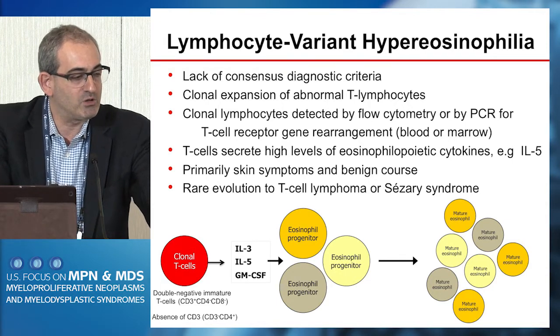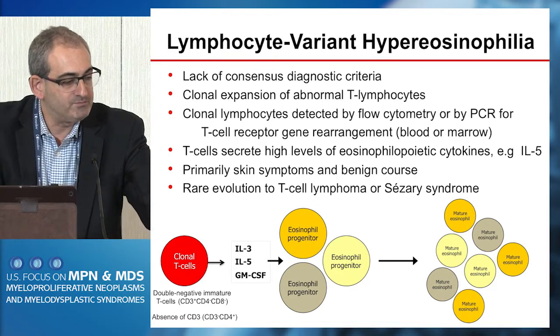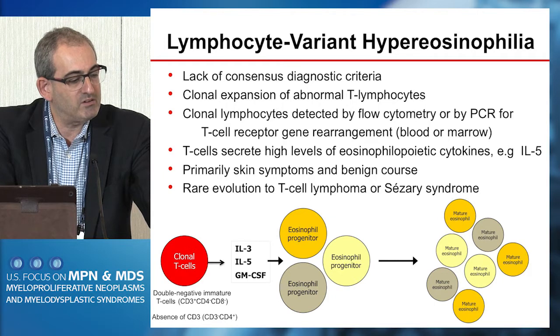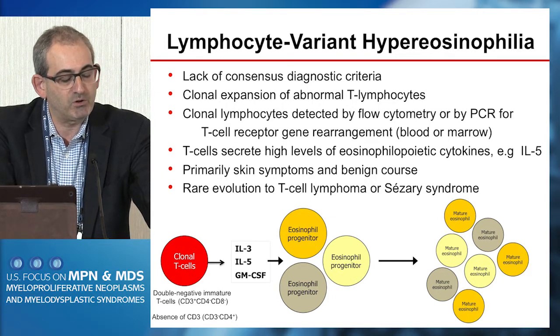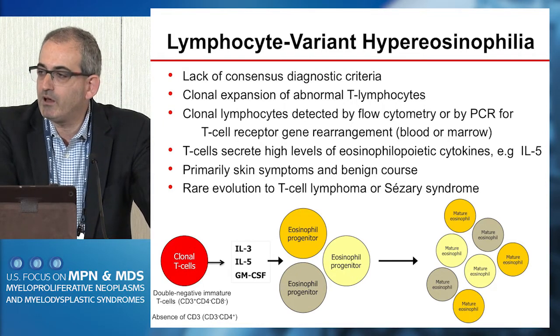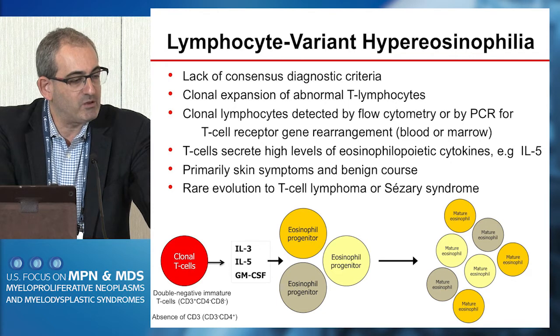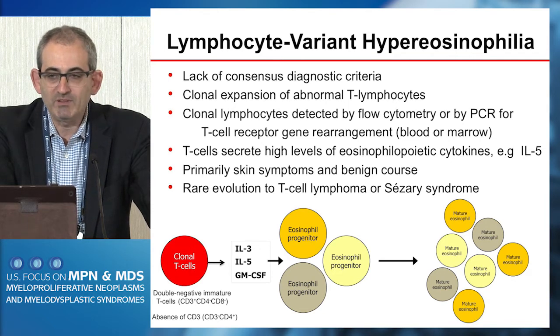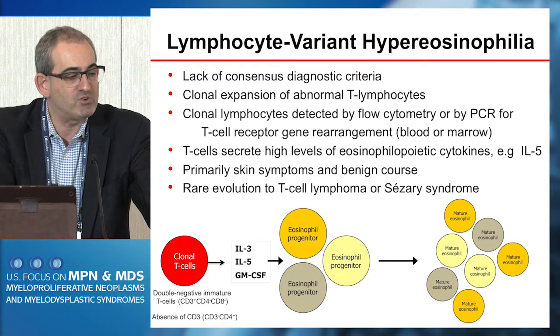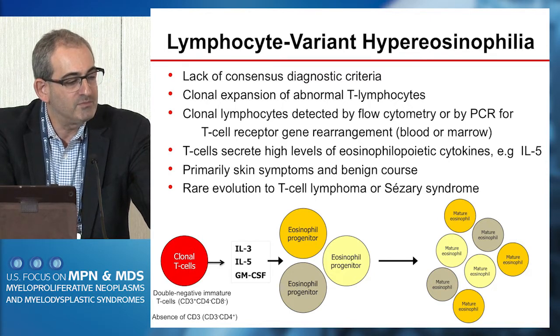We think it's related to the clonal expansion of abnormal T lymphs, and these are T lymphs that are CD3 positive and CD4 and CD8 negative, or CD3 negative and CD4 positive, so they're clearly abnormal T cells. These T cells can be detected by flow or T cell receptor gene rearrangement. We believe that these T cells secrete high levels of eosinophilic cytokines such as IL-5 or GM-CSF or IL-3.